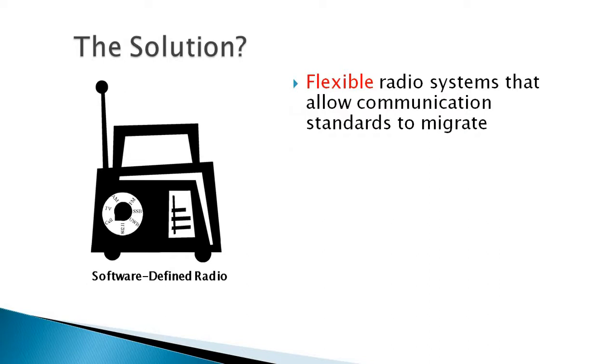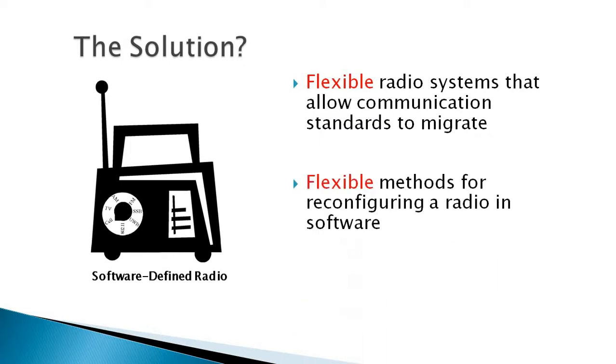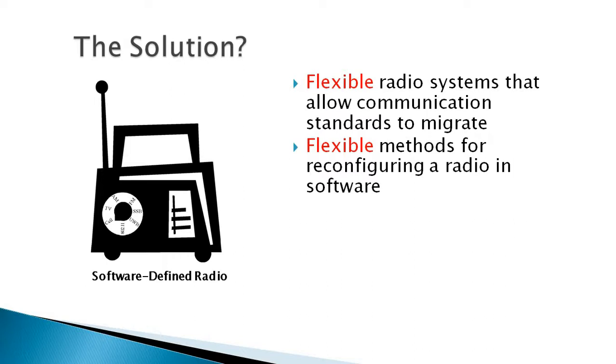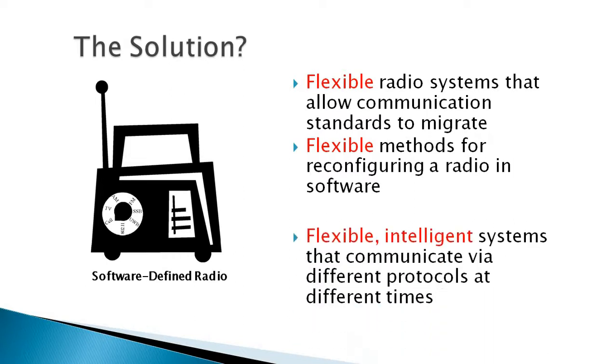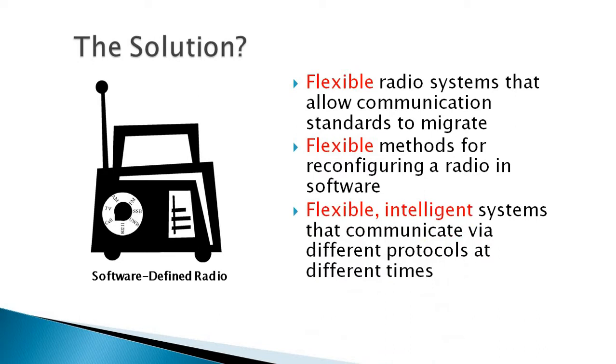What are the features or advantages? It is flexible, which was the main disadvantage of hardware radio, that it was not flexible, but now you can see the software radio is flexible. A flexible radio system that allows communication standards to migrate. Flexible methods for reconfiguring a radio in software. A flexible intelligent system that communicates via different protocols at different times.